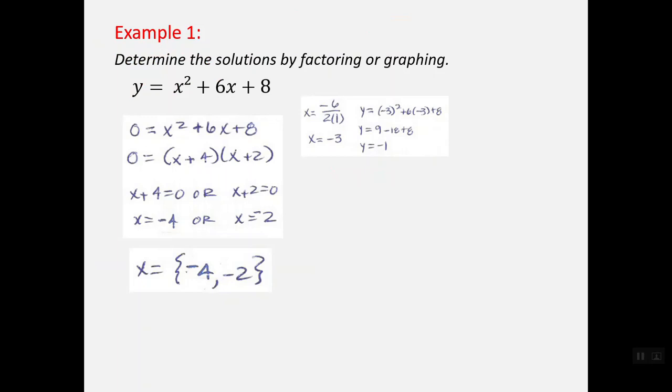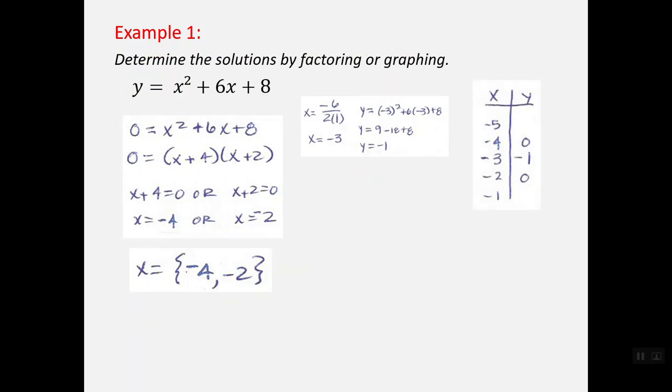Now we're going to take negative 3 and plug it into the original equation up here, and then simplify, and we get y equals negative 1. So we know the ordered pair, negative 3, negative 1, is the vertex. So right now we've got 3 points. We've got the two roots, negative 4, 0, and negative 2, 0. We know those y values because those are on the x-axis. And then we've also got our vertex, negative 3, negative 1.